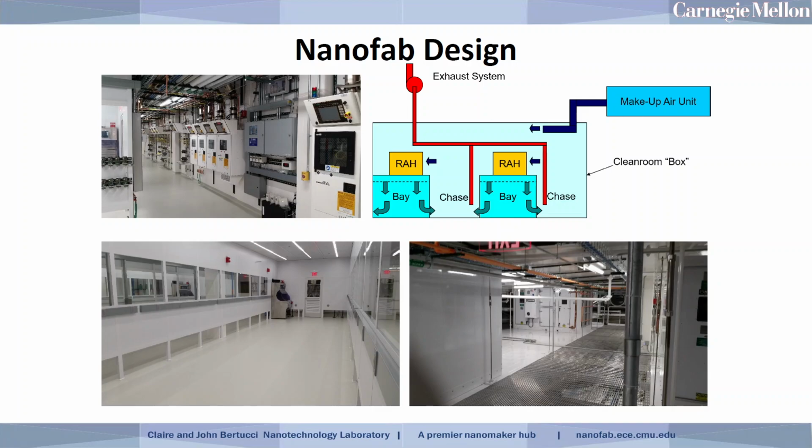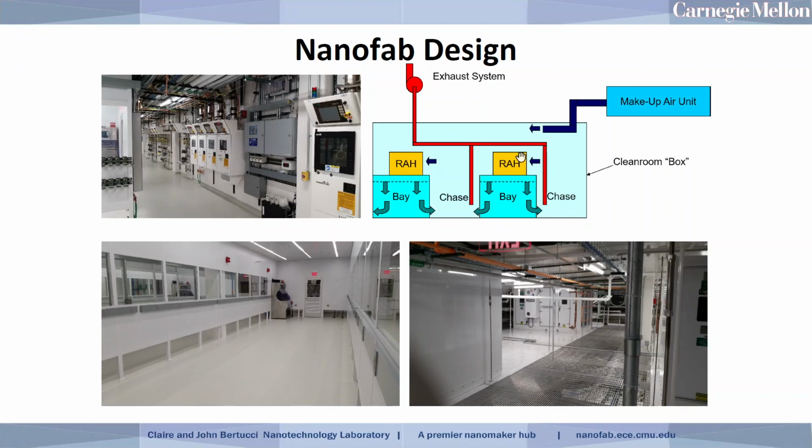So the way that this works is makeup air is brought into what's called the cleanroom box and picked up by these orange boxes, which are called return air handlers. These are located in the plenum level above the cleanroom, and they are pictured in the bottom right image here. So these return air handlers basically are a series of fans that pressurize a rectangular area at the top of each of the bays.